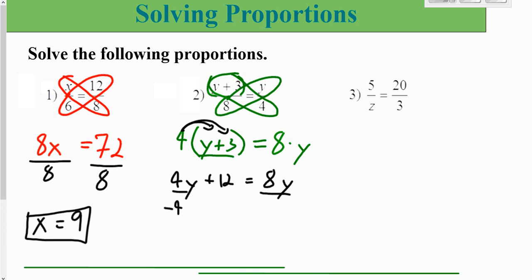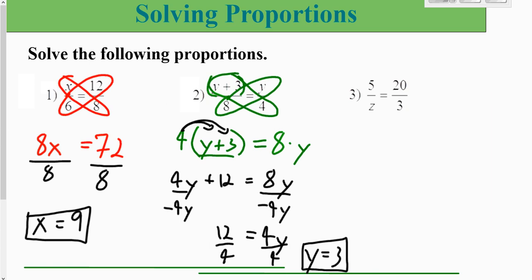So I'm going to move this over here by subtracting the smaller one over to the other side so I can keep positive values. And then I'm going to get 12 on the left side is equal to 4y. My last step is to divide both sides by 4, and I'm going to get y is equal to 3.